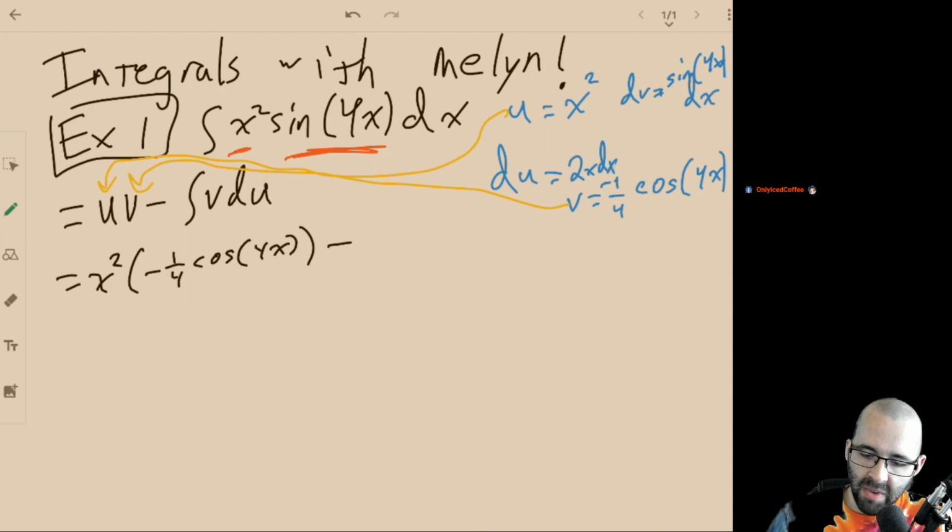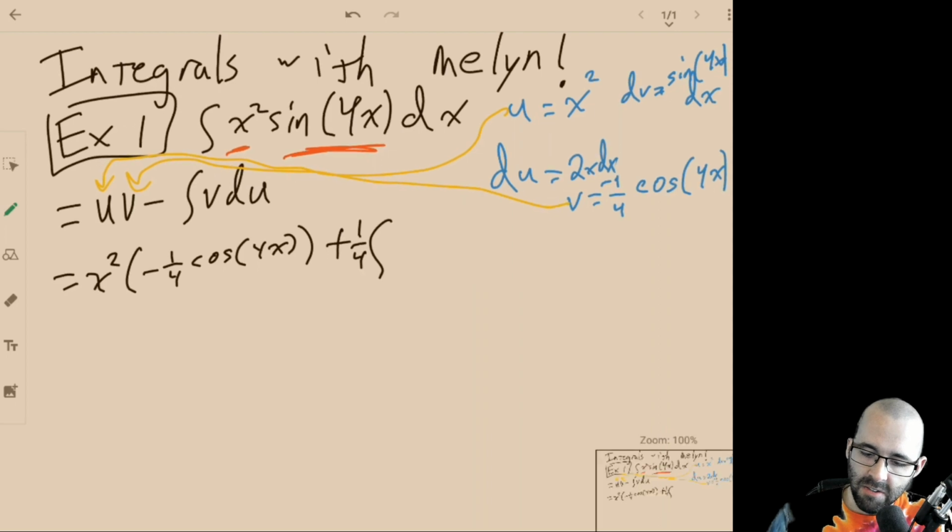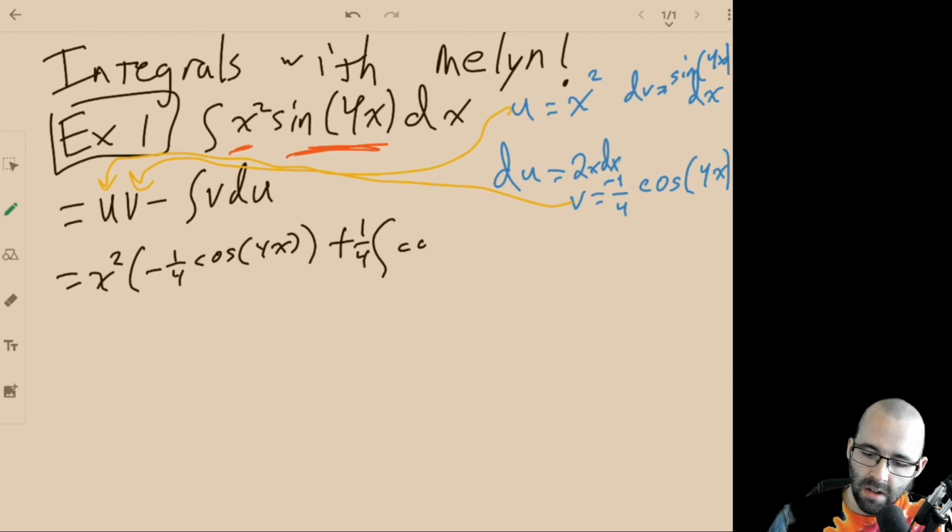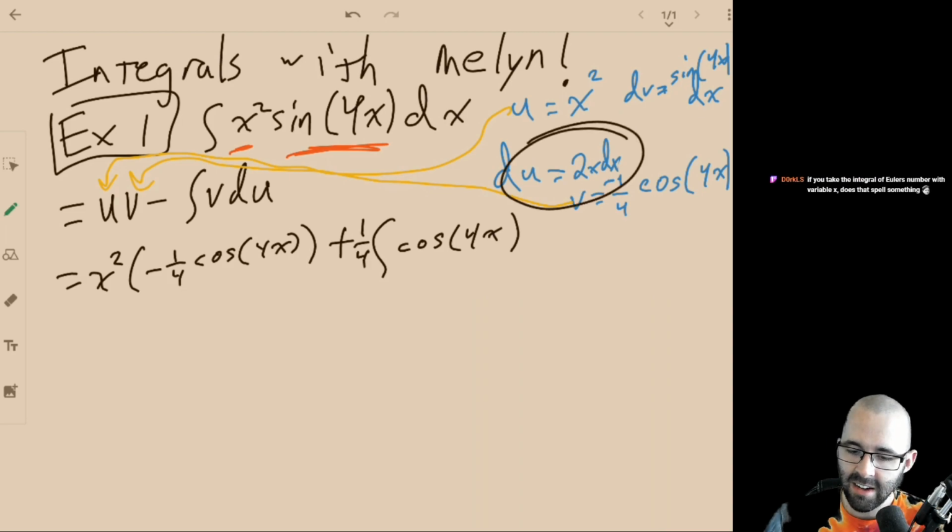All right. Next, minus the integral of v, which again we just said was negative 1/4. Let's take the negative out in front, turn it into a positive. Take the 1/4 out in front as well. Cosine of 4x times du. I'm pointing with my finger. You can't see the finger. Maybe I need to point with a different method. Well, du we said was, right there, 2x dx.